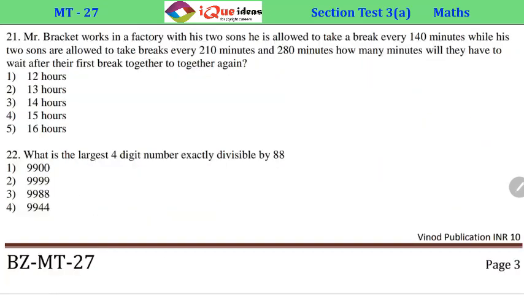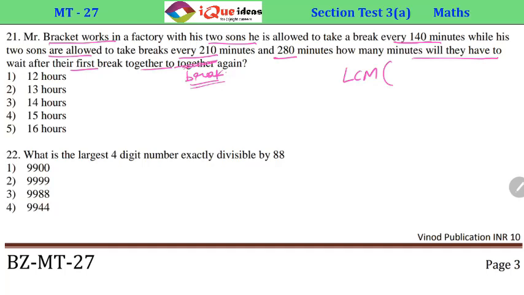Now this is a very interesting question. It says Mr. Brackett works in a factory with his two sons. He is allowed to take a break every 140 minutes, while his two sons are allowed to take a break every 210 and 280 minutes. How many minutes will they have to wait after their first break together to break again? I think it's a very simple question. Simultaneous occurrence, that is LCM. So we have to find the LCM of 140, 210 and 280. If I take the LCM of 140, 210, all of them are divisible by 10, all of them are divisible by 7.